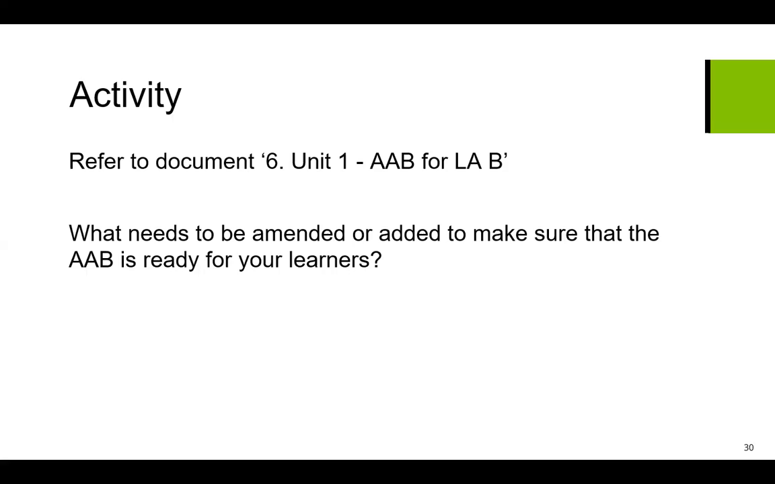Let's have a look at what an authorized assignment brief looks like. I'll go through this authorized assignment brief and highlight to you what changes you can make to it so that it's appropriate for your learners. And this is really useful, I think, because this puts it into context. So we'll look at Unit 1, and we're going to look at the AAB for Learning Aim B, which is the one we just looked at a moment ago.